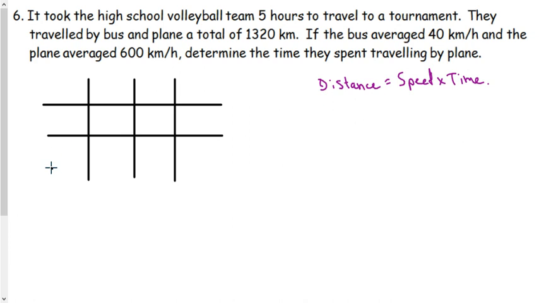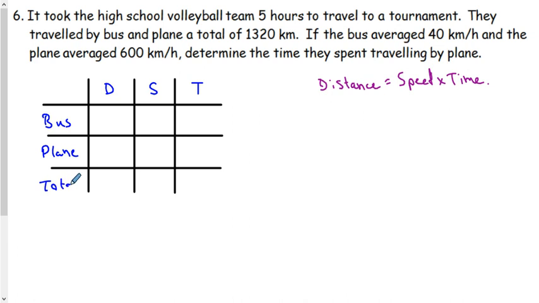So this is a little grid box. And we use the same sort of one for all of our questions of this type. Okay, so we said we've got distance, speed, and time. Those are the three things: distance, speed, and time. And we've got a bus trip, and we've got a plane trip, and we've got a total. So this little table will get set up the exact same way every time. So that's one thing we should get used to.